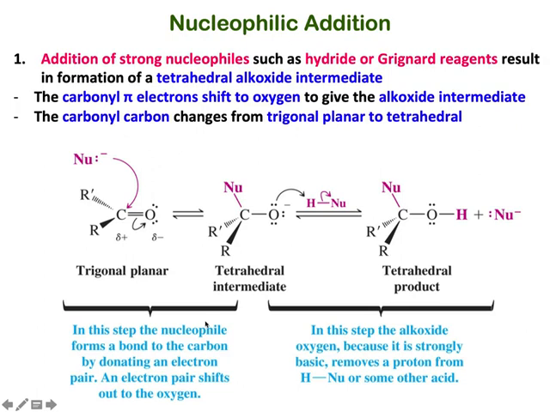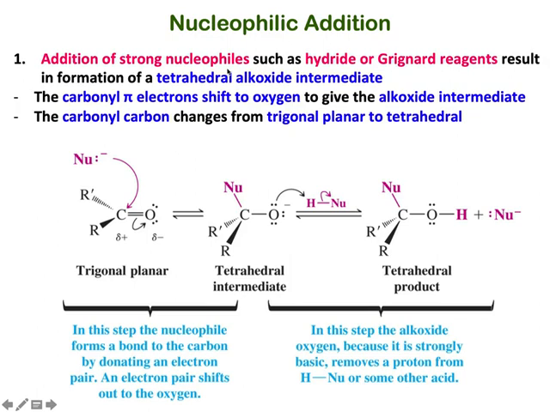I want to elaborate in more detail on nucleophilic addition, because this is a very important part of the mechanism. We must know the right time to use a strong nucleophile and a weak nucleophile, because both nucleophiles will give different products. In nucleophilic addition, there are two types. First, addition by a strong nucleophile such as hydride or Grignard reagent.